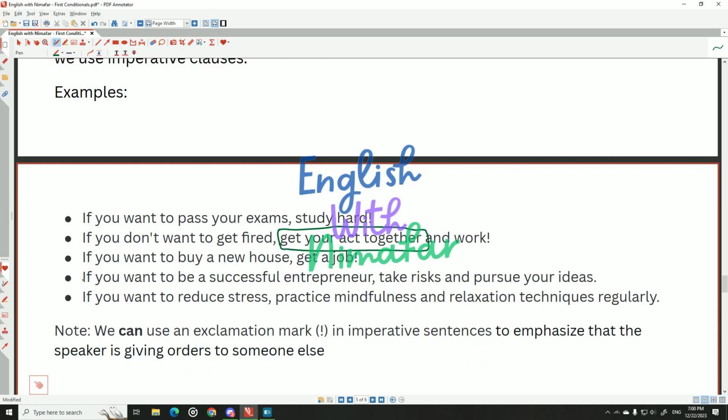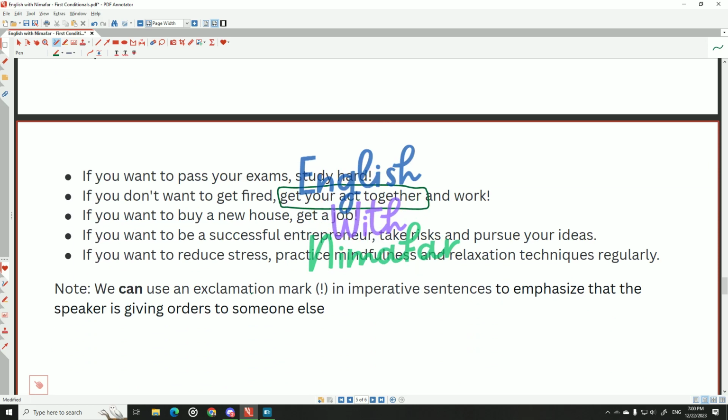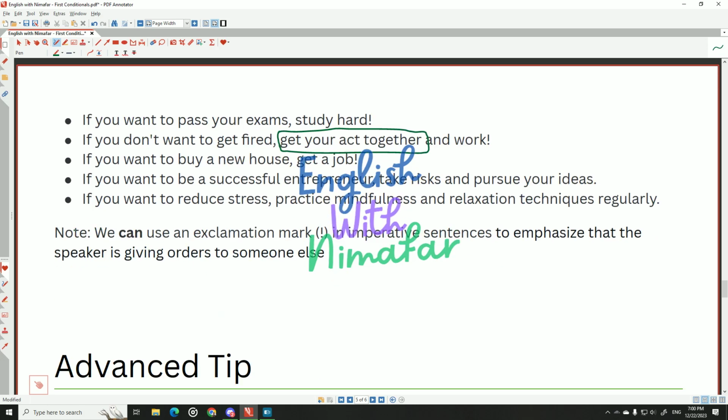So, if you want to buy a new house, get a job. If you want to be a successful entrepreneur, take risks and pursue your ideas. Okay, that's like a motivational sentence. If you want to reduce the stress, practice mindfulness and relaxation techniques regularly. Okay, we can use an exclamation mark to emphasize that the speaker is giving orders to someone.